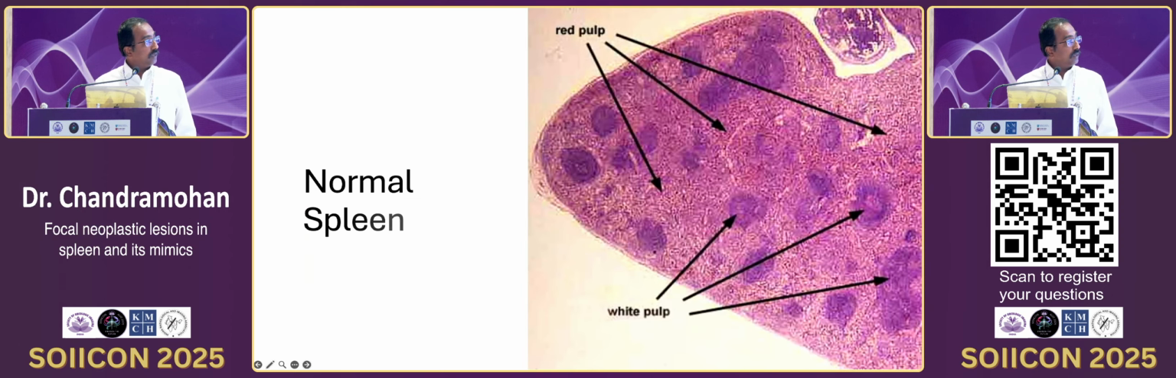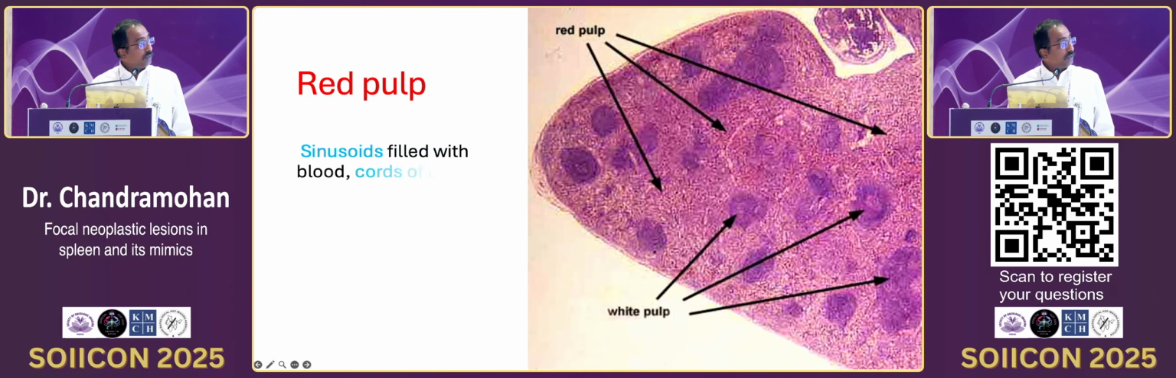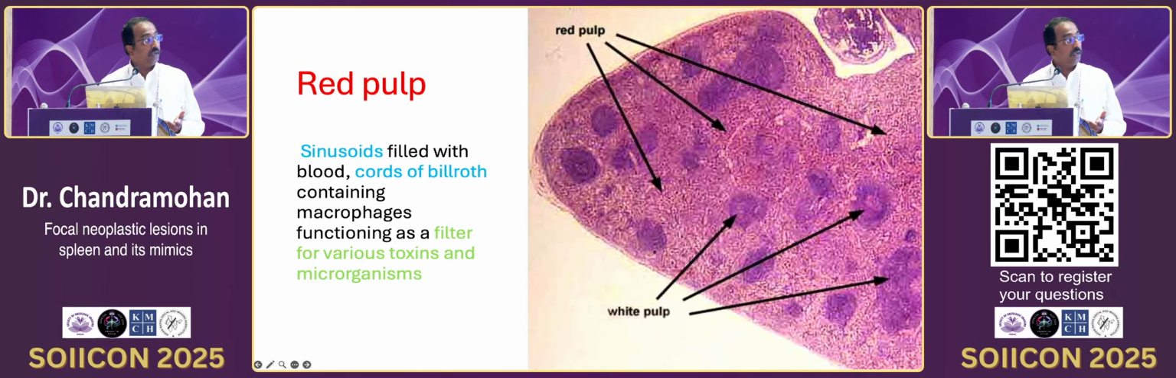The spleen is basically composed of both red pulp as well as white pulp. The red pulp basically contains sinusoids, and these sinusoids are filled with blood. When we give contrast, the blood pools within these sinusoids, and that is why we get the intense enhancement in the spleen and heterogeneous enhancement pattern. There are also cords of Billroth which act as filters for microorganisms.